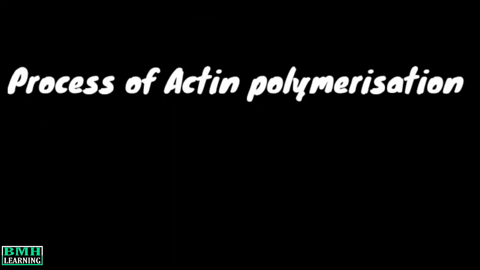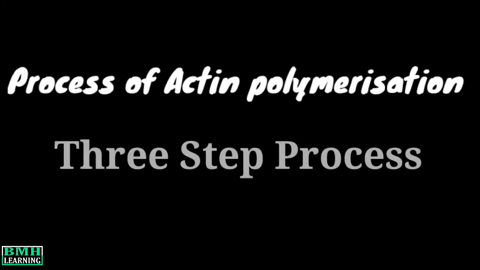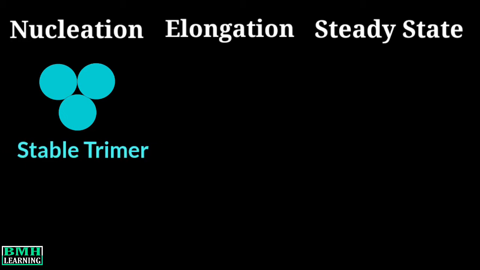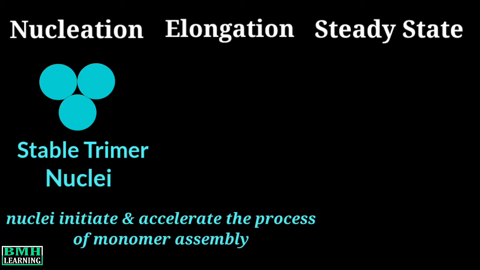Now, the process of actin polymerization. This process is comprised of three steps: nucleation, elongation, and then steady state. The nucleation is initiated when two actin monomers bind to each other and form a dimer. This complex is weak and can easily dissociate unless a third monomer adds to form a more stable trimer. The trimers are also referred to as nuclei because they initiate and accelerate the process of monomer assembly.